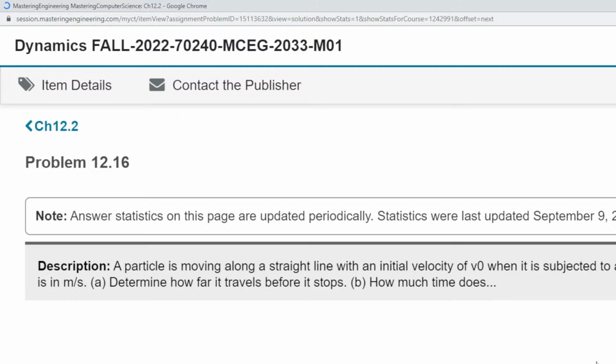So you have this. V squared. No, v squared, 1 over square root. A particle moving along a straight line with initial velocity V naught equal to 8, when it's subjected to a deceleration that looks like that. So now, how do we go about that? Let's see. Determine how far it travels before it stops. So the second thing is this one. This one is number 7.